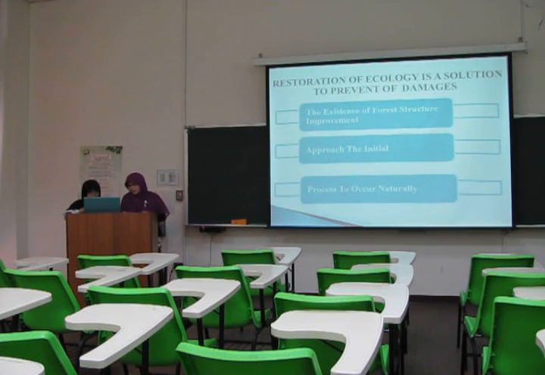Number two is the forest initial. Repair of structure means improvement that refers to the initial condition of the system. Improvement that refers to this early gain will restore forest function as it was before the building activities. And the last is the process to occur naturally. Having performed the different types of restoration, the process of ecology is handed over to nature so that the process of refinement can proceed naturally. This is a success.